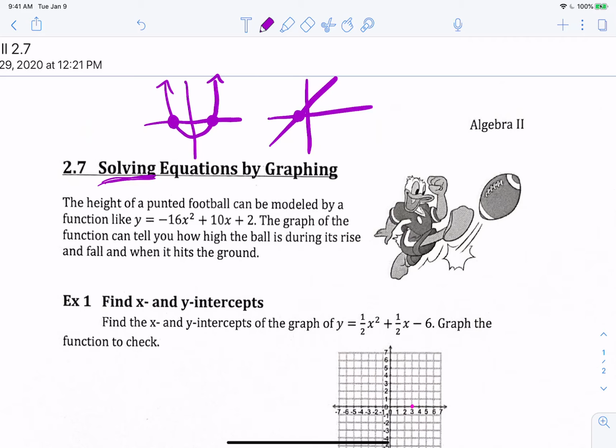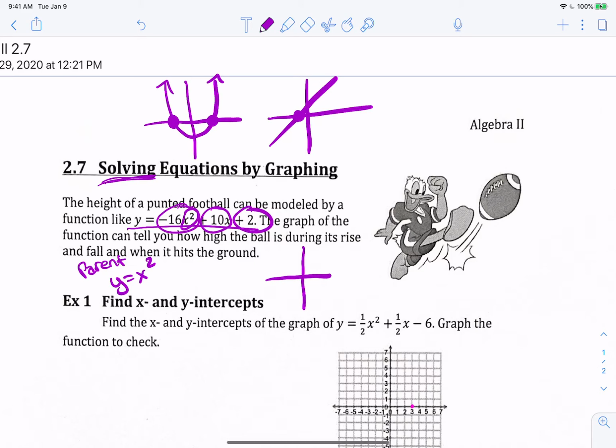So the height of a punted football can be modeled by this function right here. How many pieces does that function have on the right side? 3. On the right side, it only has 3, 4 altogether if you include the y. Now, what is the highest power of x? 2. X squared. This function's parent function, if I strip away all of the numbers and everything else, is y equals x squared because it's the highest power. Now, what does y equals x squared look like if you graph it?